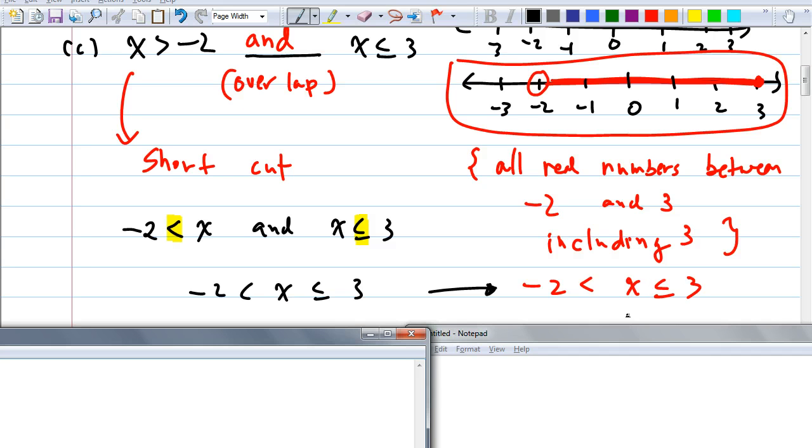You could either write x greater than -2 and x less than 3, or x is between -2 and 3, including 3. Do you see where they get that shortcut from? And this is the only shortcut you have for these inequalities. There are no other shortcuts other than this case, okay? You have to have both of them.